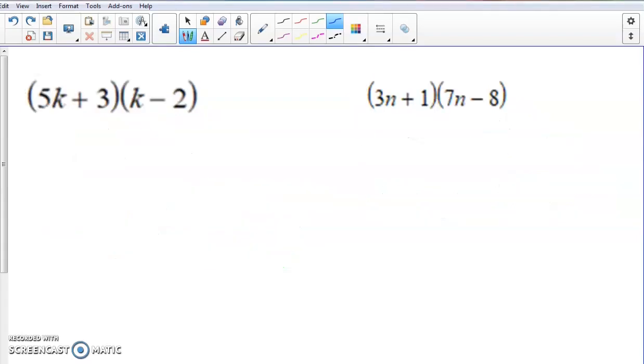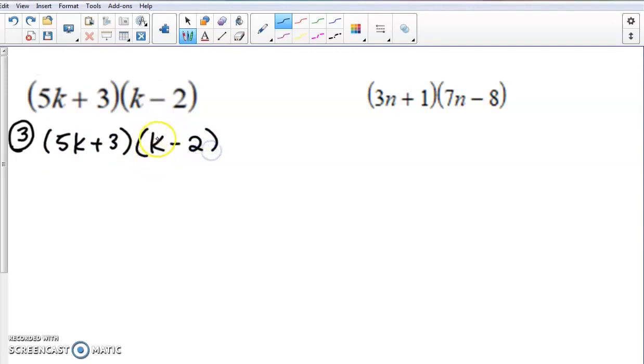Alright, let's see our next set of examples. So example 3 here. If you notice, this time we have two terms in each parenthesis. We have 5k plus 3. That's two terms. 5k is 1, 3 is 1, times k minus 2, which is two terms, k and our 2. So since it's a binomial, two terms times a binomial, two terms, that means we're going to have to FOIL. Remember, FOIL is just a way to help us remember how to distribute.